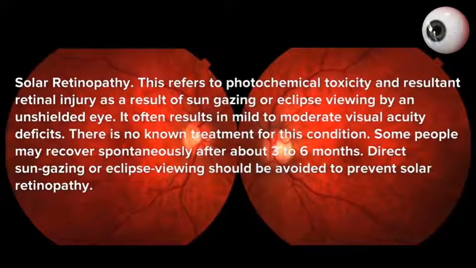Solar retinopathy. This refers to photochemical toxicity and resultant retinal injury as a result of sun gazing or eclipse viewing by an unshielded eye. It often results in mild to moderate visual acuity deficits. There is no known treatment for this condition. Some people may recover spontaneously after about 3 to 6 months. Direct sun gazing or eclipse viewing should be avoided to prevent solar retinopathy.